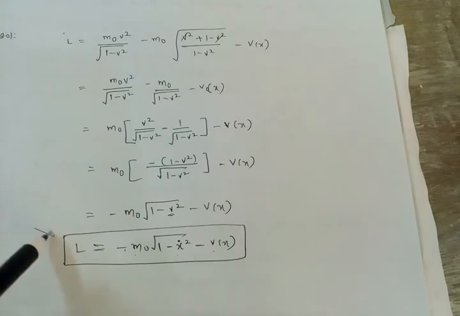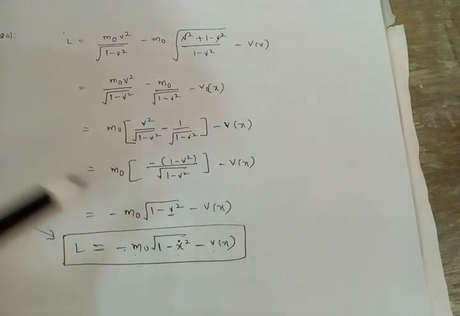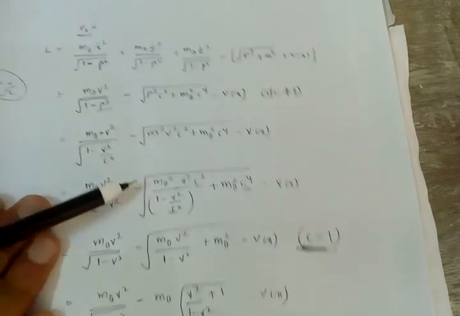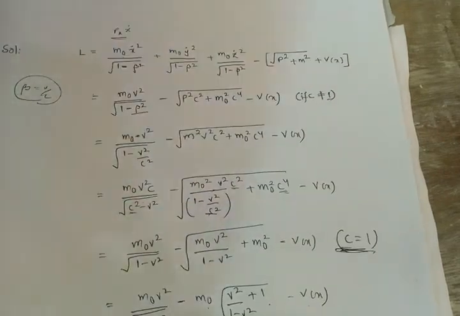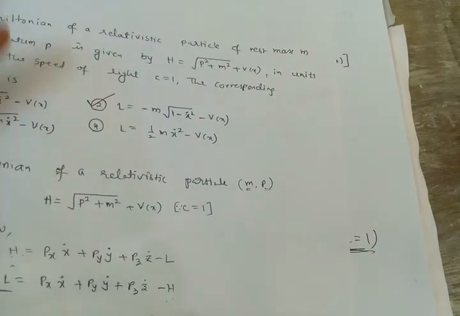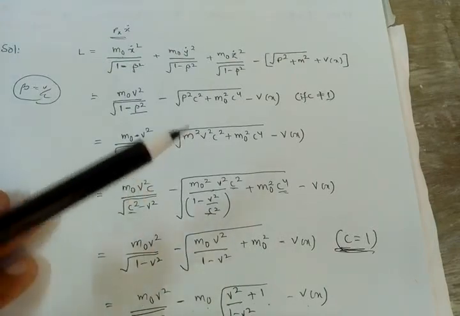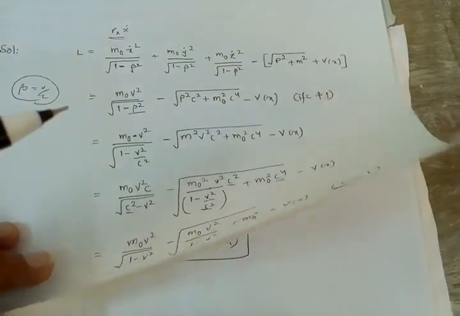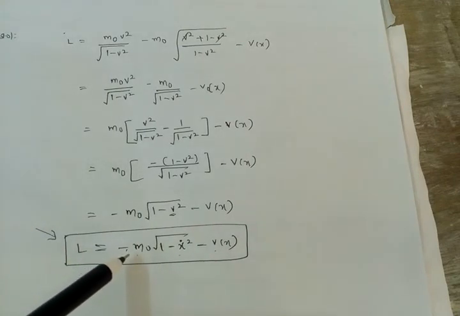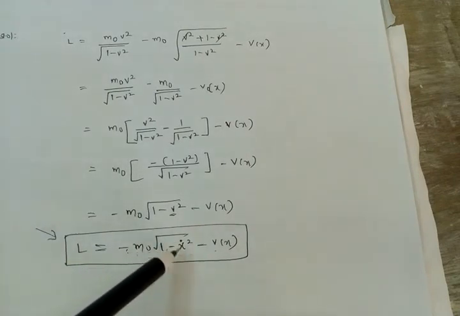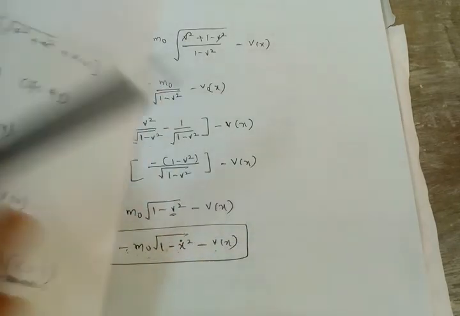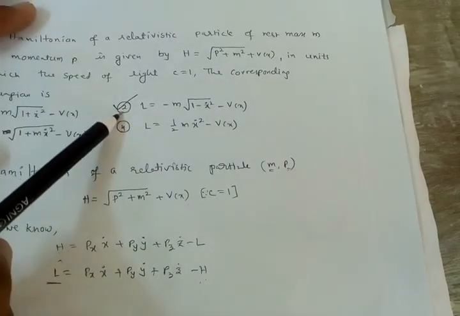So what we have found here is that we already had the Hamiltonian function, we just substituted, set c equal to 1, and followed these steps. So finally we got the Lagrangian, minus m naught times the square root of 1 minus x dot squared, minus V of x. So the second option is the right option.